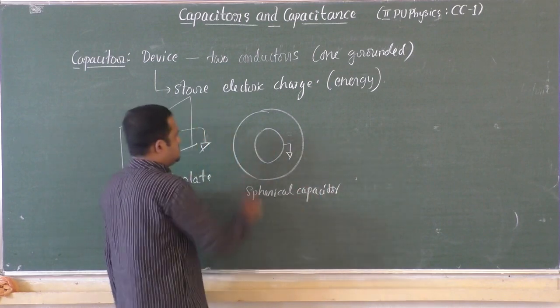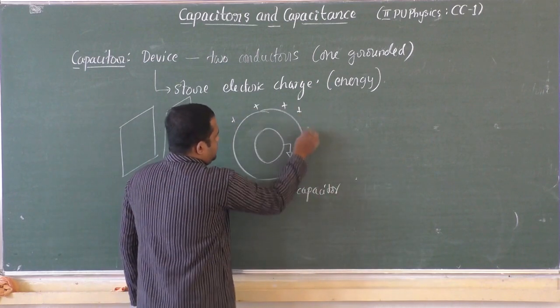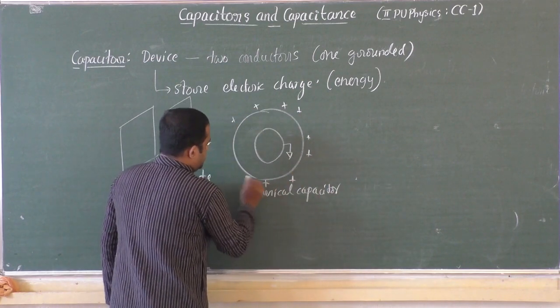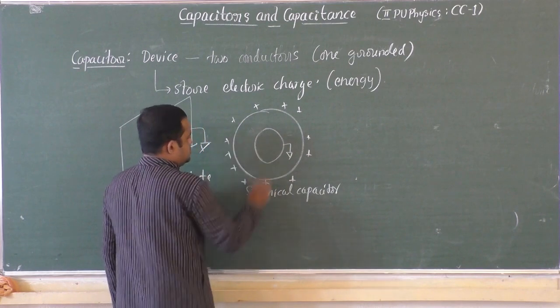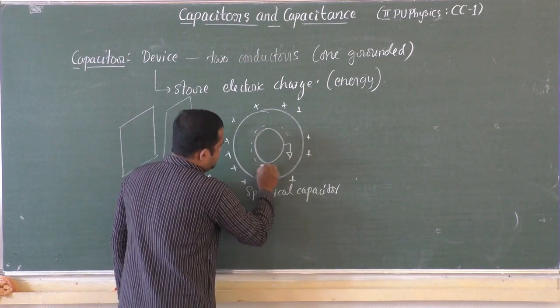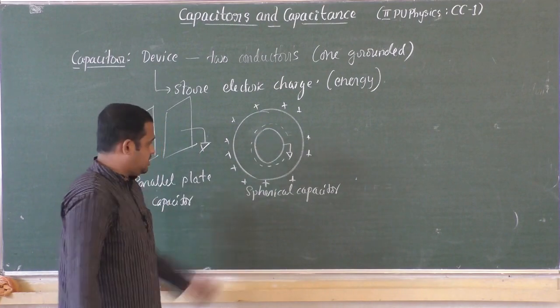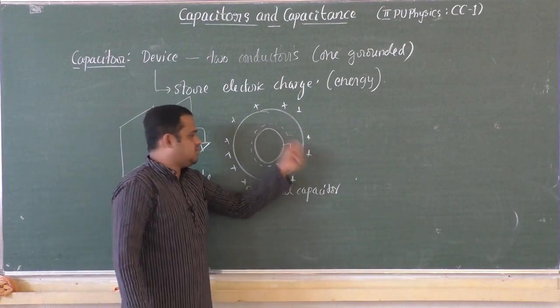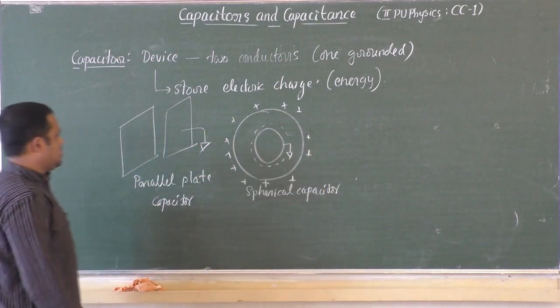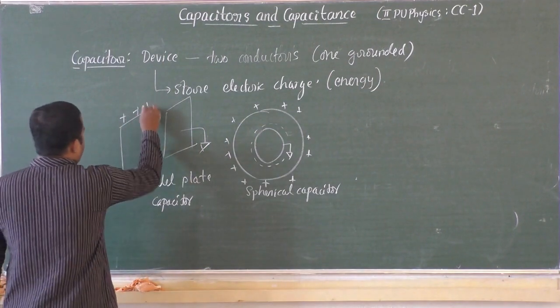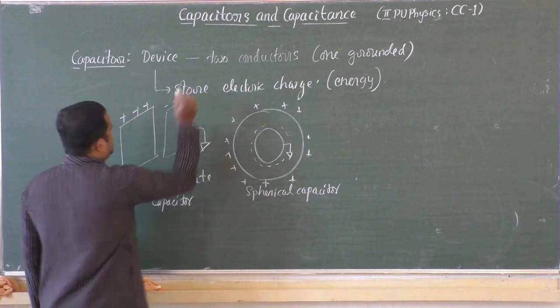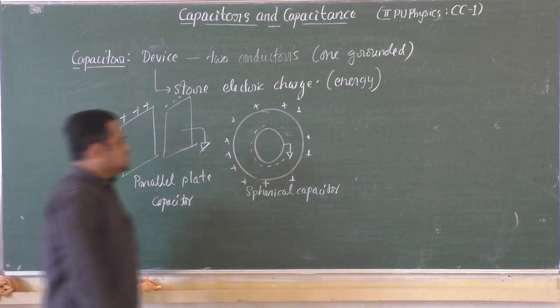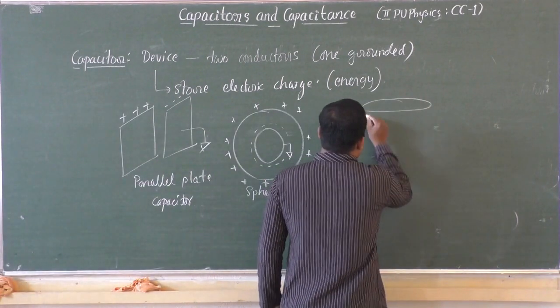Okay, spherical capacitor. On one there will be accumulation of positive charges. Due to induction, negative charge will be stored in the other conductor, and the positive charge of this conductor will flow to ground due to the ground connection. Here also, if this plate contains positive charge, this plate will have negative charge. Similarly, cylindrical is also possible.